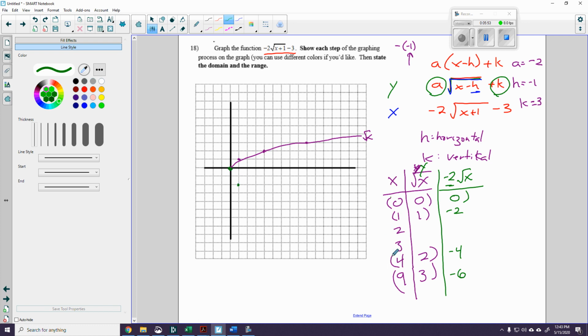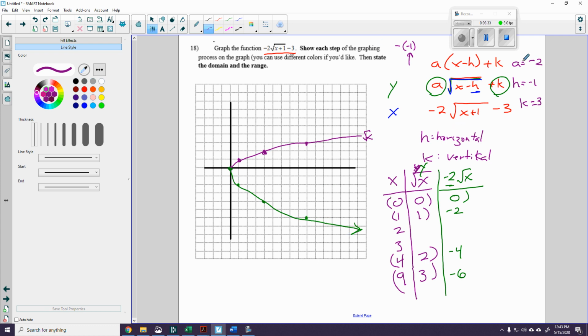I have 4, -4. And I have 9, -6. -3, -6. So my graph has both stretched out and flipped over the x-axis. I took every y value on these points right here and multiplied it by -2, so it flipped it over and then doubled it. So now I've got the second part of my transformation.